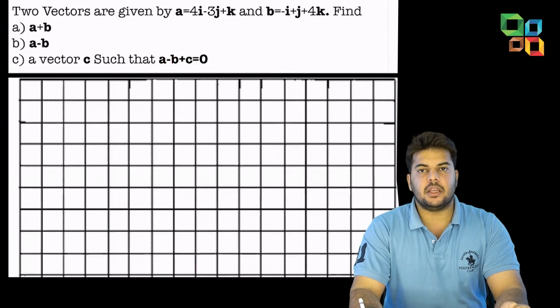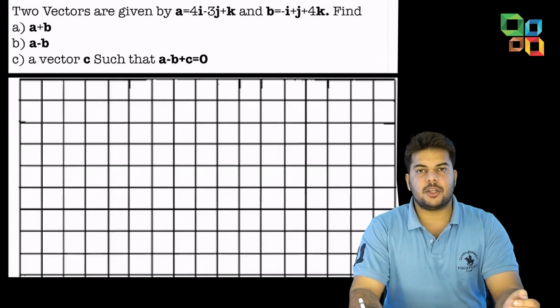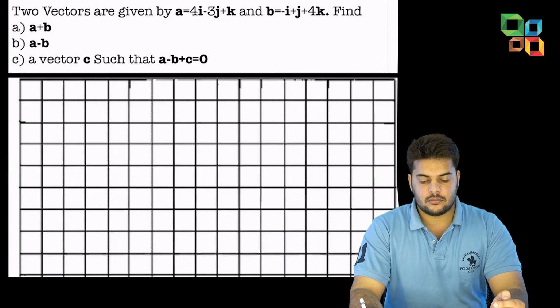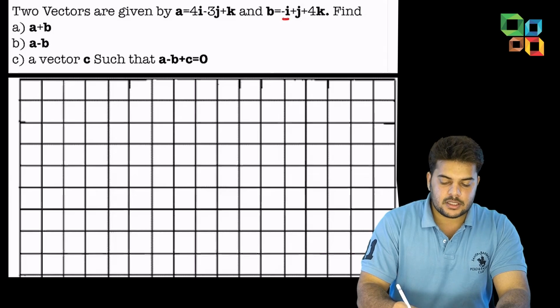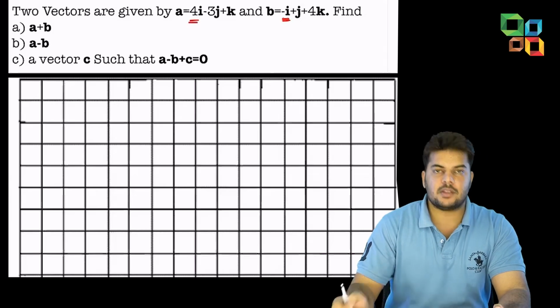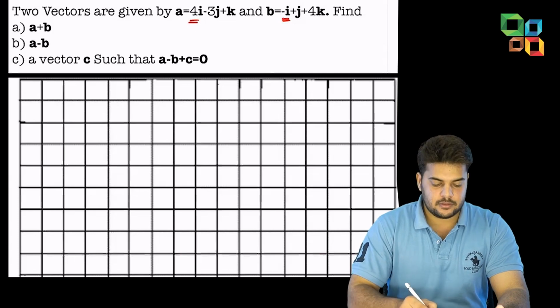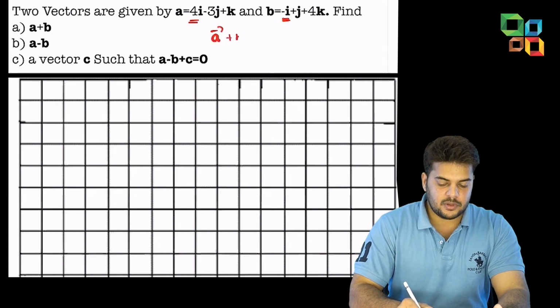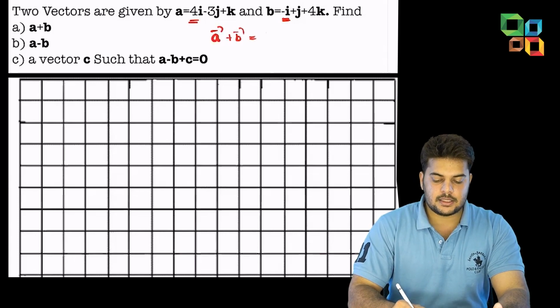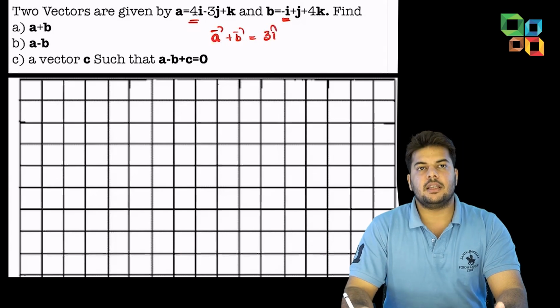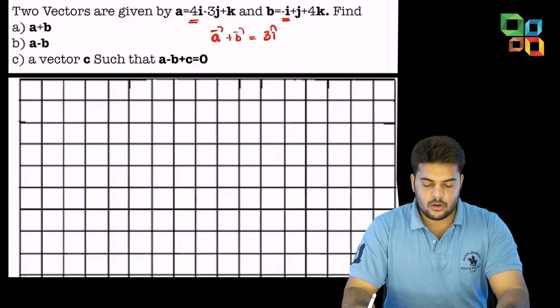So a plus b. What is a plus b? Just imagine you're walking 4 steps to the right. Then you're walking 1 step back. Look at that. 4 steps forward, 1 step back. A total of how many steps forward is that? That is 3 steps forward, isn't it? 3i. i means forward.